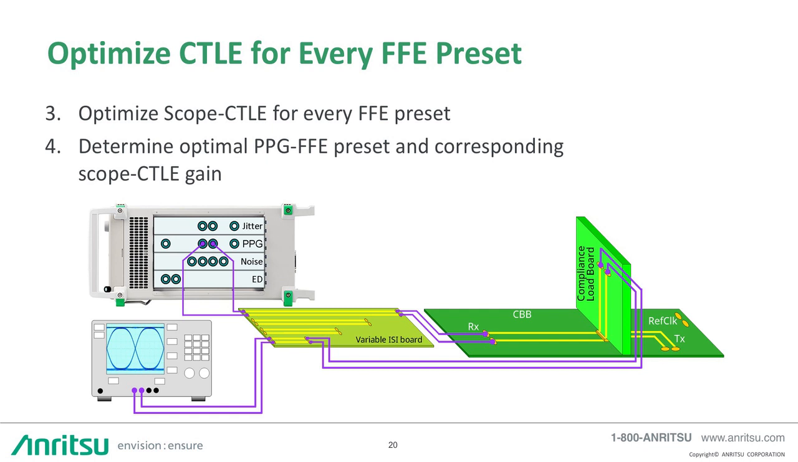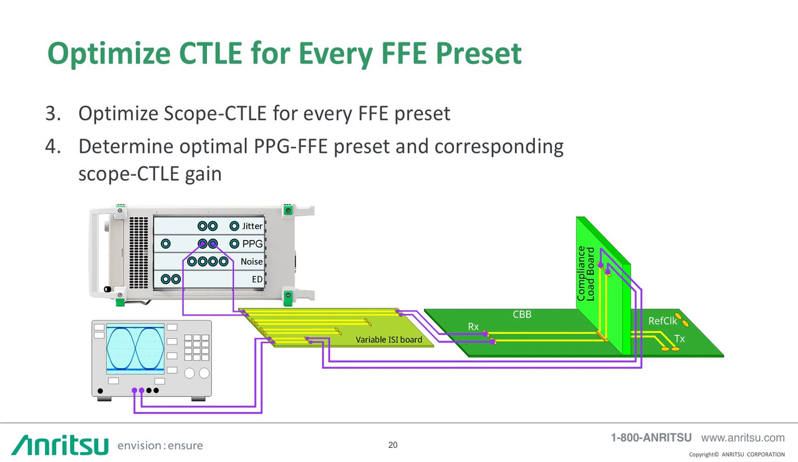Now measure eye height and eye width defined at 10 to the minus 12. If either is smaller than its minimum allowed value, try another trace on the variable ISI board. Continue trying different traces until you determine the ISI board trace that gives the smallest combination of both eye height and eye width that is above their specified minimums.